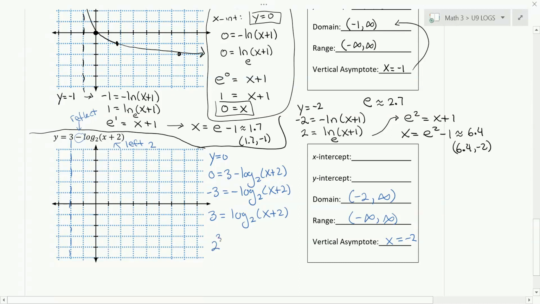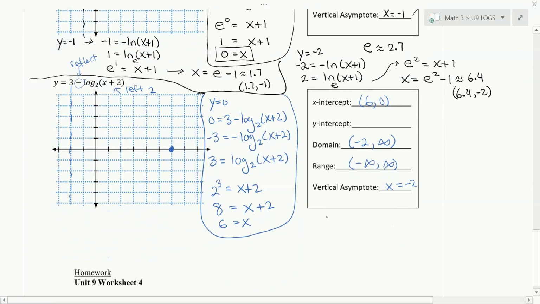So we get 2 to the power of 3 is x plus 2. 2 to the power of 3 is 8. And so then when we subtract 2, we do get 6. So our x-intercept is at 6, 0. In this case, it's not our y-intercept, so we're going to have to find our y-intercept as well.